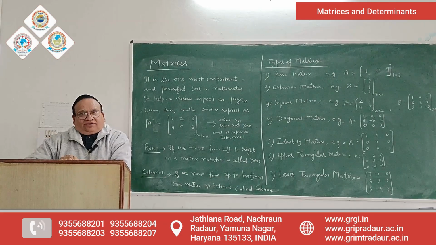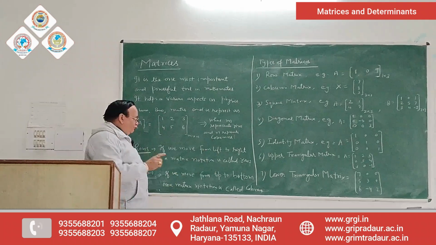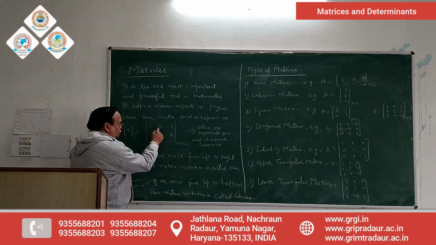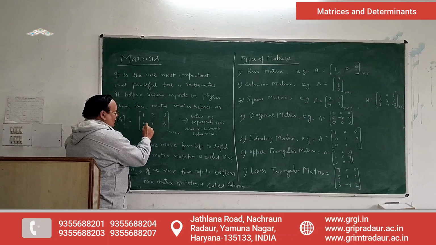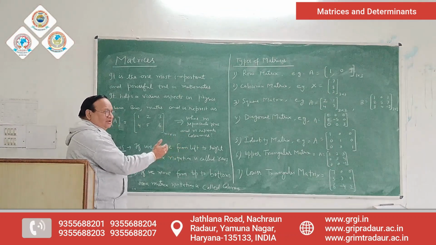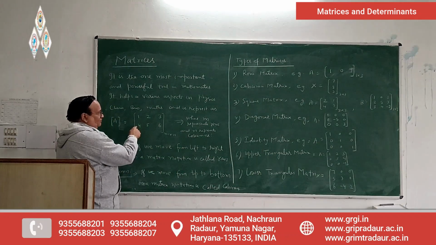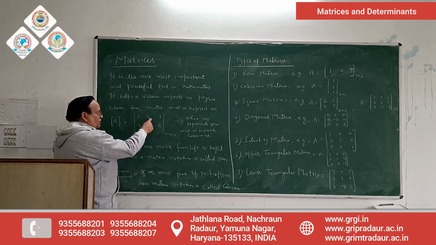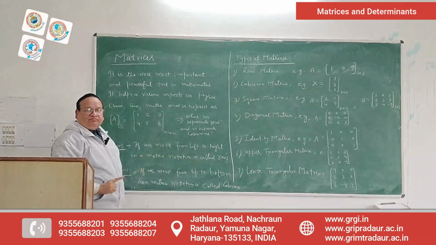Horizontal lines are known as rows. If we move from left to right, that is 1, 2, 3, then 4, 5, 6, one line is this and the other line is this. Moving from left to right gives rows. This is row 1, this is row 2. And if we move from top to bottom, 1, 4, then 2, 5, then 3, 6, these are called columns.